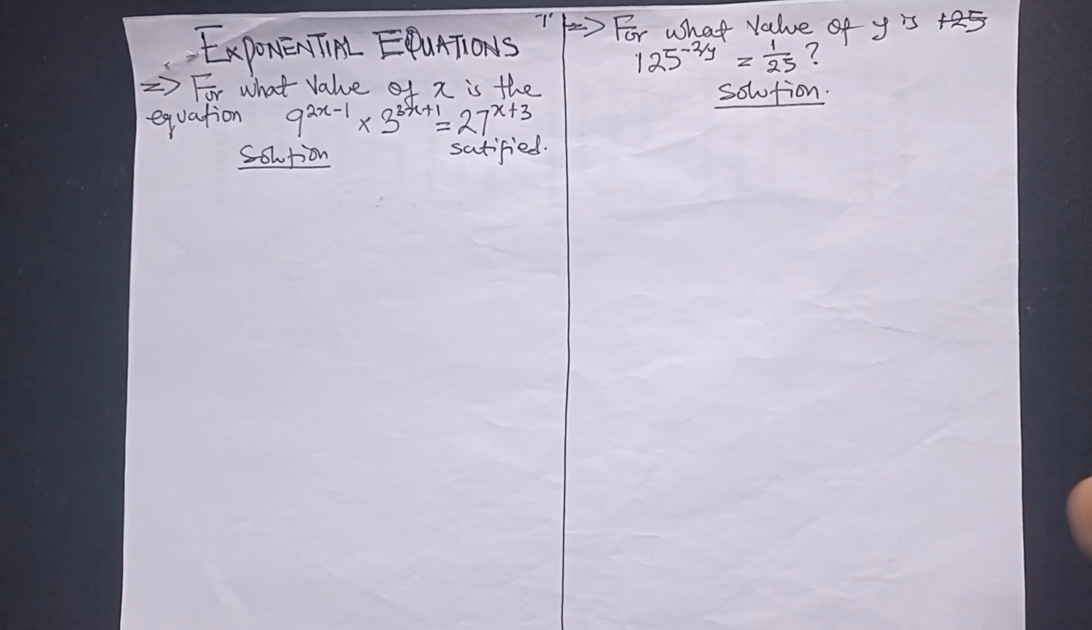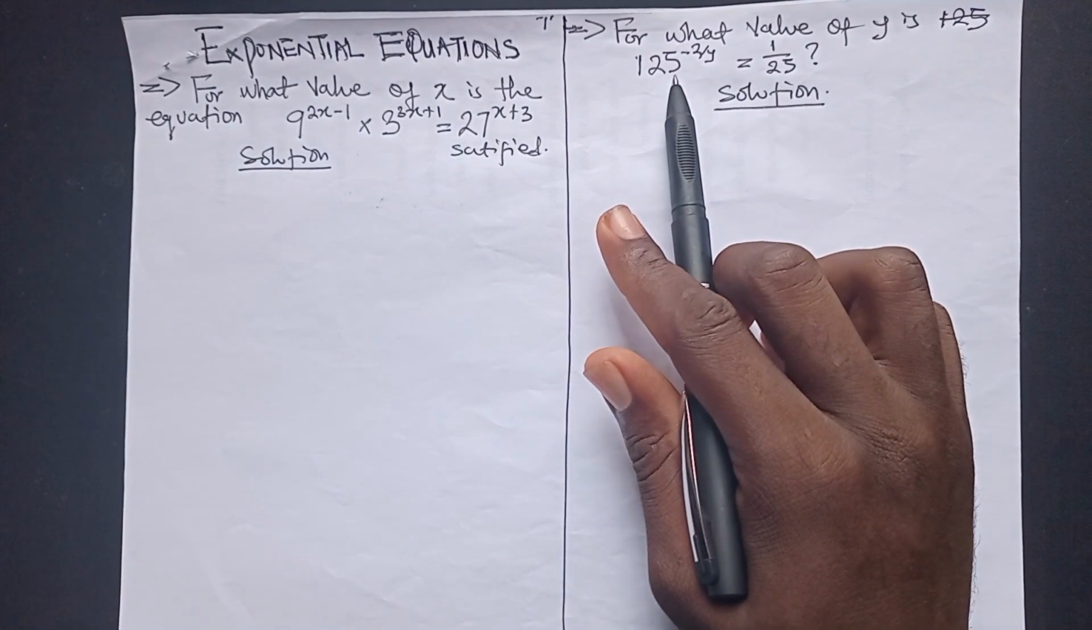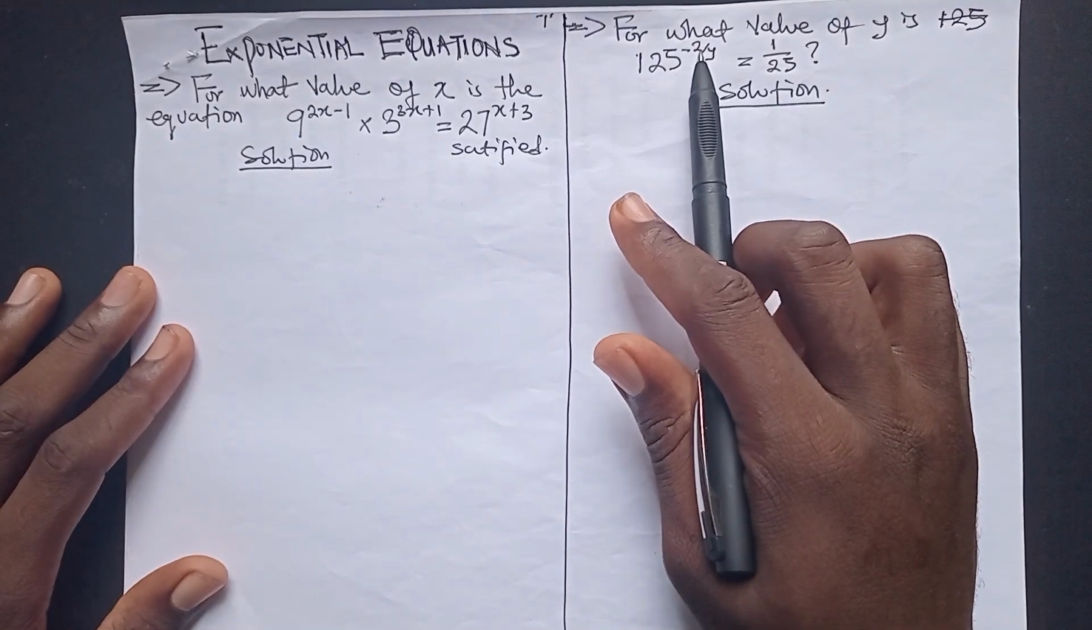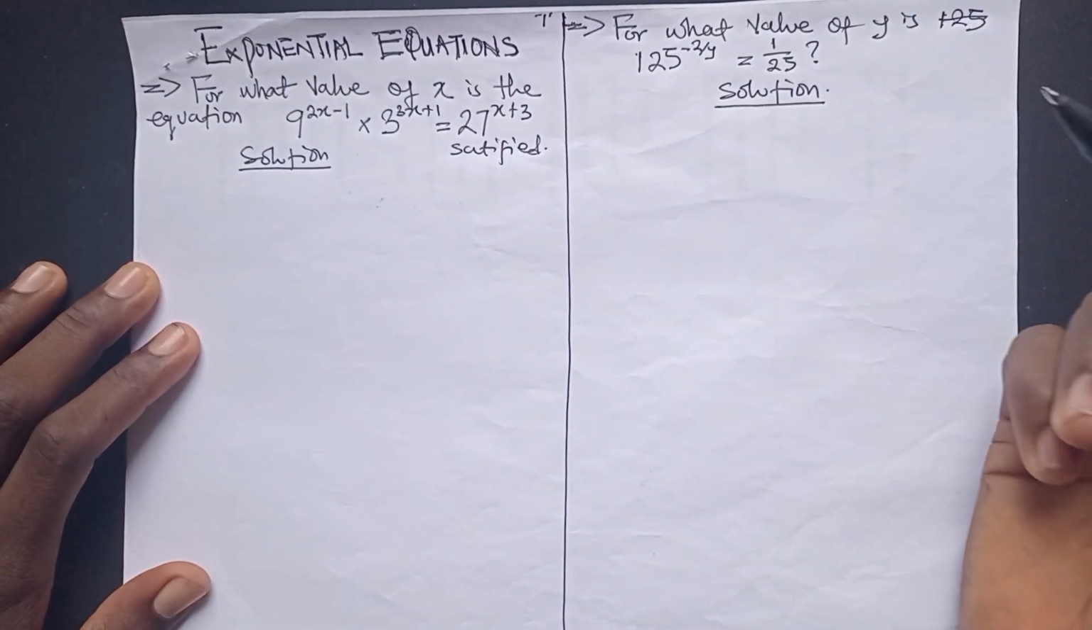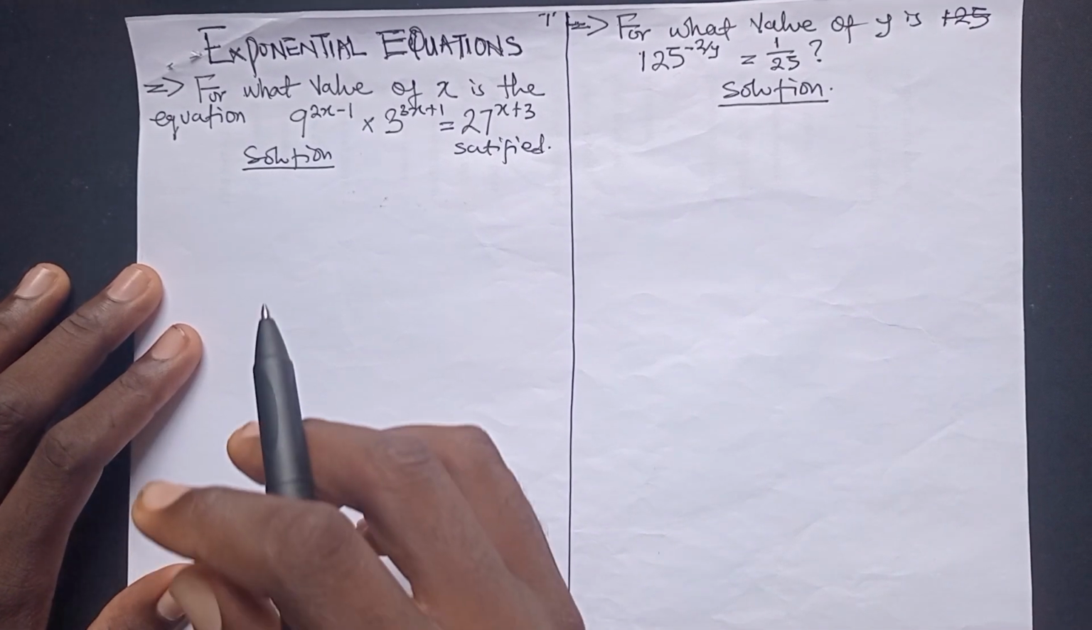The second question says that for what value of y is 125 raised to power minus 2 over y equal to 1 over 25? So let's attempt the first question.